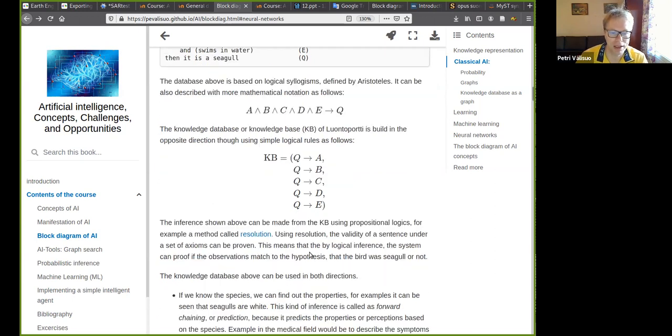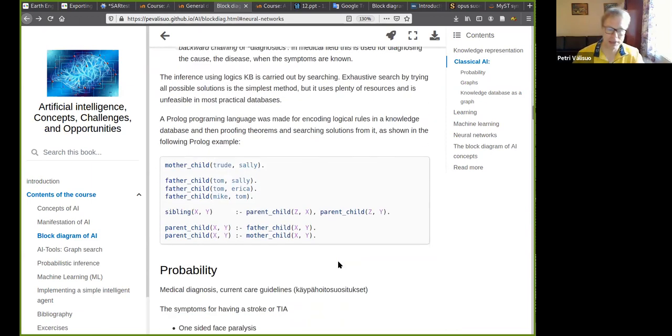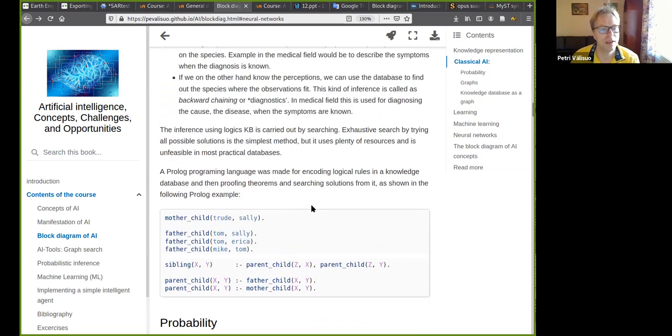And actually, you can also use a programming language. For example, the code example here is from Prolog. This was a programming language especially made for this kind of reasoning or inference. So you can define certain facts here, and then you can query the database for new facts that can be the logical consequences of these facts.